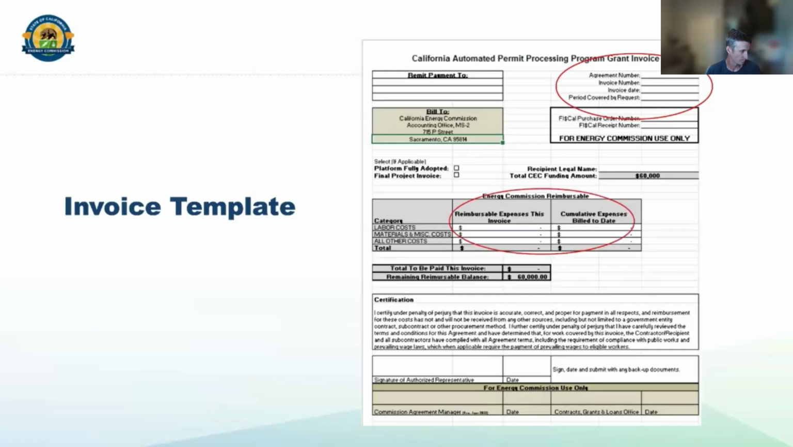Next, the middle of the form will include the costs you are requesting to have reimbursed. You can choose to use one or all of the categories. The total to be paid cannot exceed the remaining balance or the total amount of the CalAPP award. Contact the CEC if you need to verify the grant balance. Have this form signed and dated by an authorized representative of the jurisdiction.